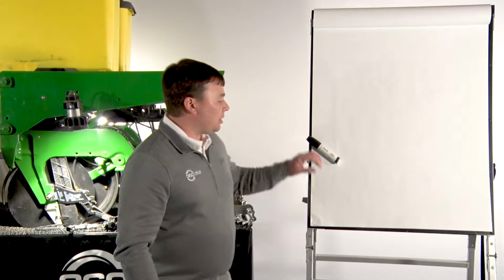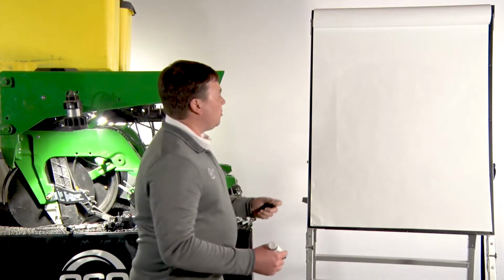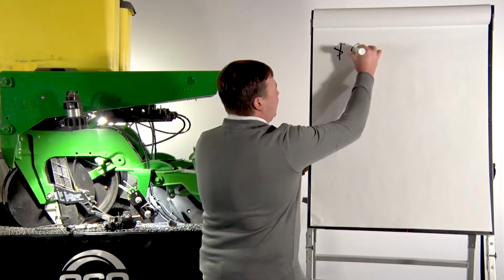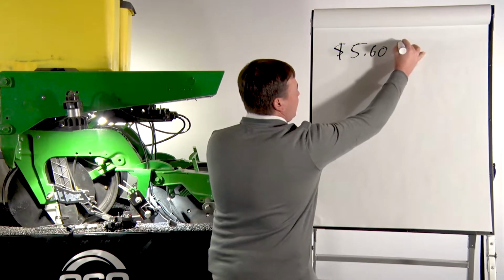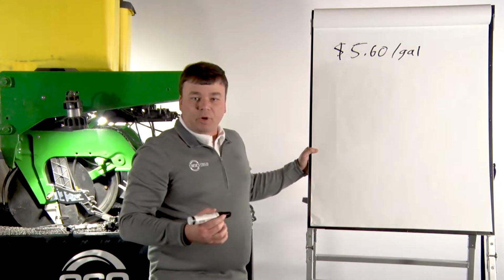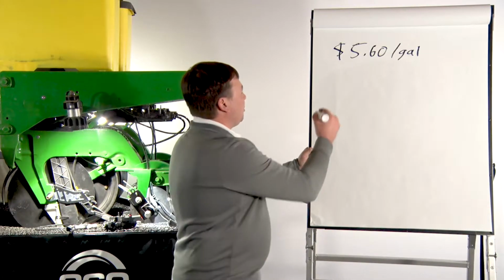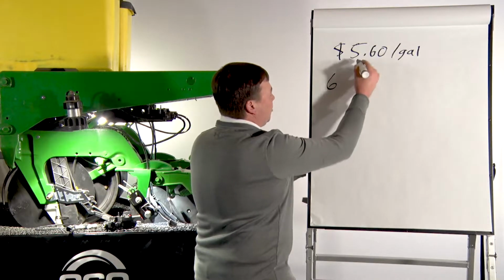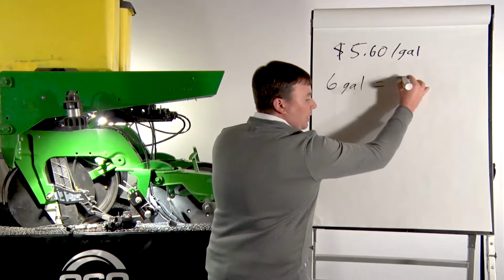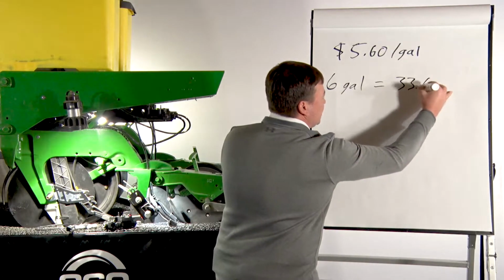So that's a pretty significant investment when you start to run that math and think about what that's going to mean to our income statements at the end of the year. So if we're looking at that $5.60 per gallon, let's say you've been running about a 6 gallon per acre rate in the past. You go through and take a look at what that's going to mean now with our new prices. If we're running 6 gallon, that's going to be in that $33.60 per acre.